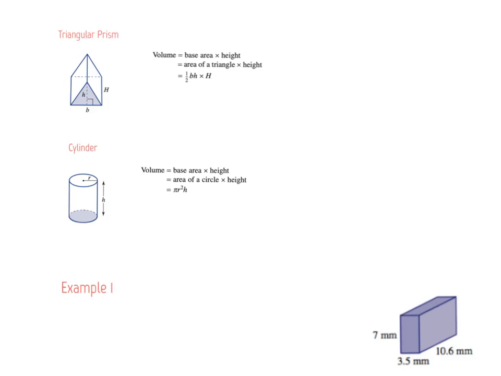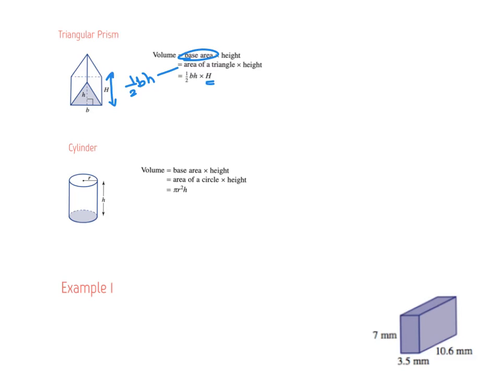Over here we have a triangular prism. So similar to the previous two examples, we need to find the base area, which is a triangle, and the area of a triangle is a half times base times height. We then need to multiply with the height of the prism, not the height of the triangle, the height of the prism, which is capital H. So the volume is a half times base times height of the triangle times height of the prism.